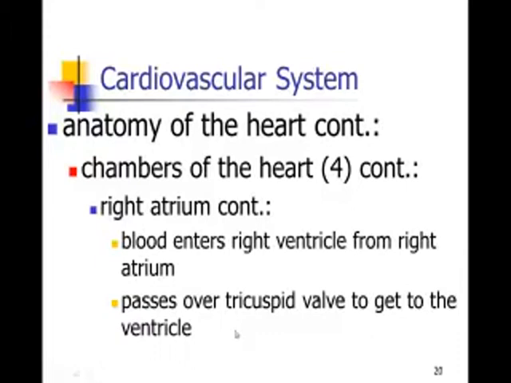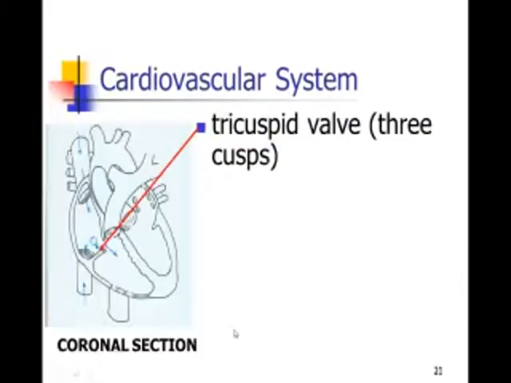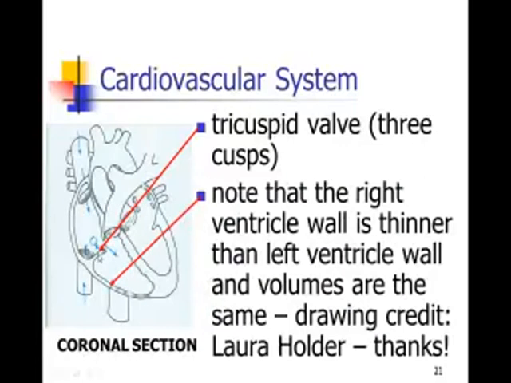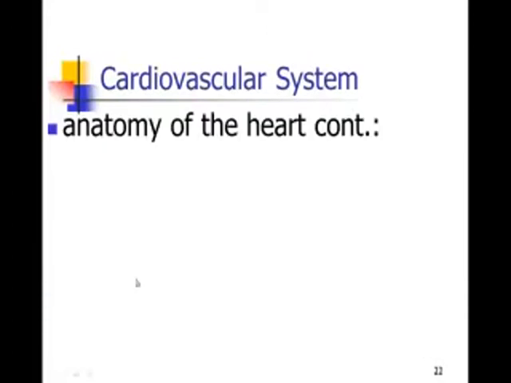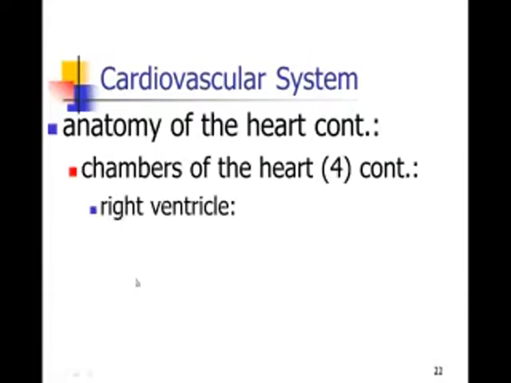So a tricuspid valve is going to have 3 cusps. There's the tricuspid valve right there. And although they're not shown in this picture, all 3 cusps of the tricuspid valve are going to be attached to the ventricular wall by chordae tendineae. And the chordae tendineae we'll talk about here real soon. Here's a statement noting about the thickness of the walls. And again, Laura did a nice job and was very helpful in doing that for us. So the right ventricle.